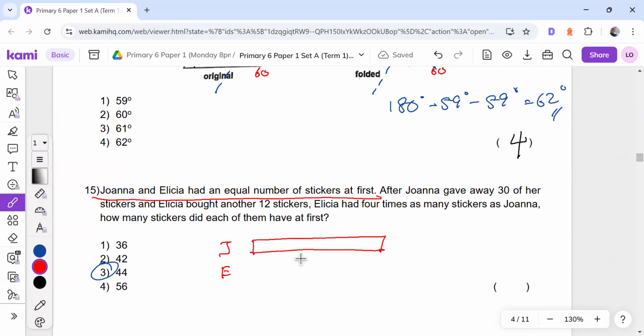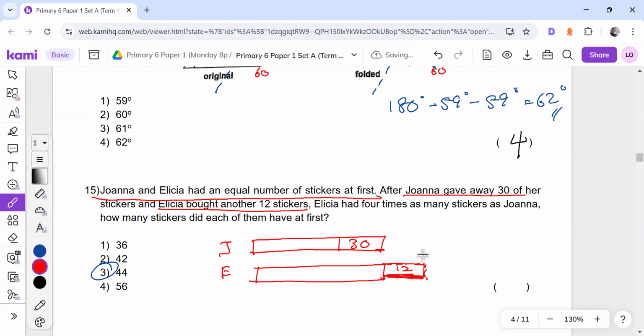Okay, model drawing is draw sentence by sentence. You don't draw everything together. You draw first sentence. Then after that, draw second one. Joanne gave away 30. Cut. And then Elisha bought another 12. Make the rectangle a little bit longer using dotted box if you want. Or if you don't want, you can just darken the line, up to you. And then you may want to take a highlighter to show where is the after, because this question is a before and after problem. How does the after look like? It looks like the blue color rectangle. Can you see that? The blue rectangle is the after.